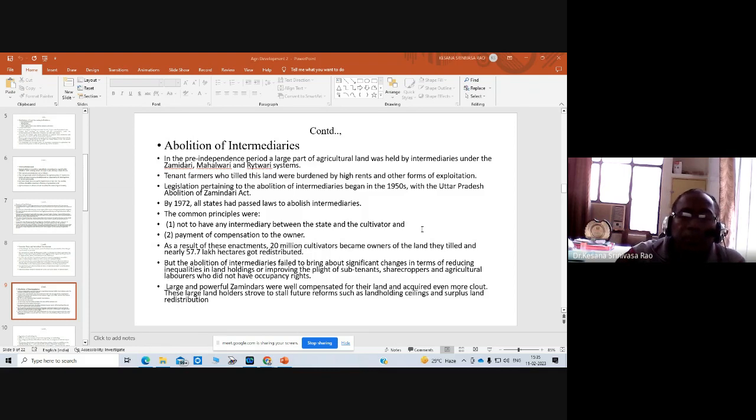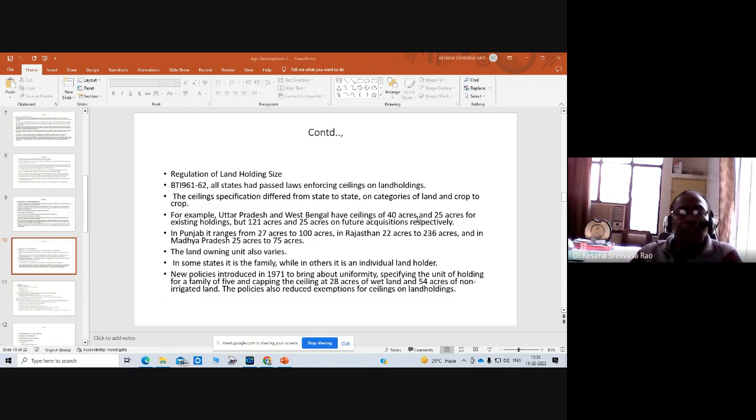These are the things which I have told you. Regulation of land holding size. In 1961-62, all states had passed laws enforcing a ceiling on land holdings. A ceiling on land holdings means that a farmer can maintain only a certain amount of land under his ownership. Basically ownership. In that way, different states have passed different types of ceiling laws.